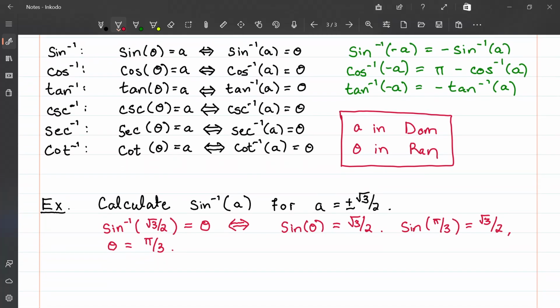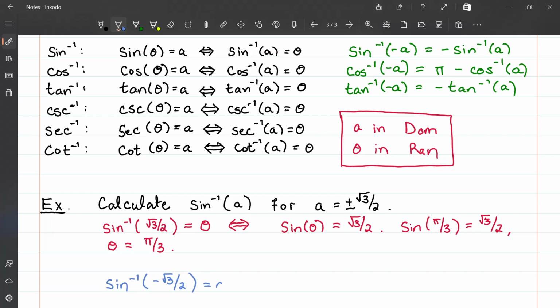Let's scoot down a little bit. I'm going to change colors to blue, and we're going to do this again, but now we're going to do it for the negative value. So we will say we're taking arc sine of negative root 3 over 2. Once again, negative root 3 over 2 is in the domain of arc sine. It is between -1 and 1.